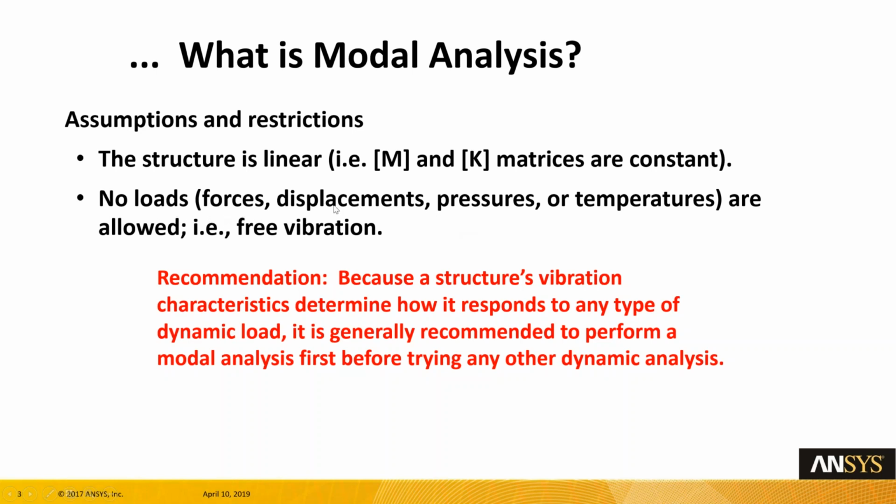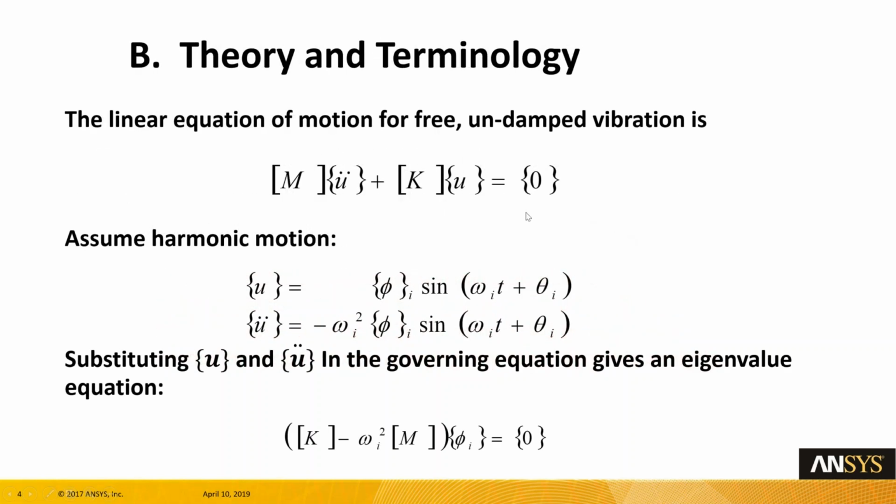If in ANSYS you go in and try to apply any force in a modal analysis, you will see that they're all grayed out. So you won't be able to do that. So what's the equation that we are solving? Remember the equation in transient dynamic analysis: mass matrix times U double dot plus damping matrix. So the damping matrix kind of disappeared here. We only have mass matrix times U double dot plus stiffness matrix times U is equal to 0. The right-hand side is 0. Why is that 0? Because no loads are allowed in a modal analysis.